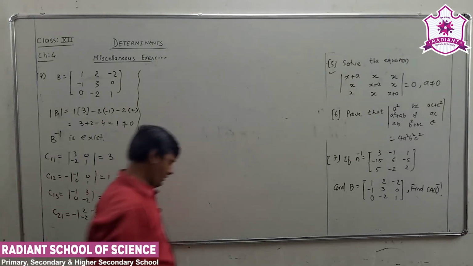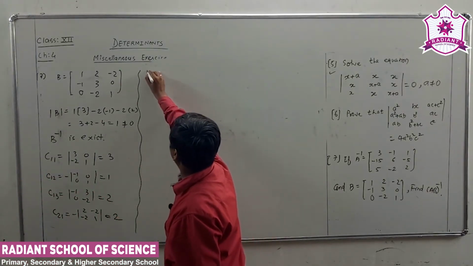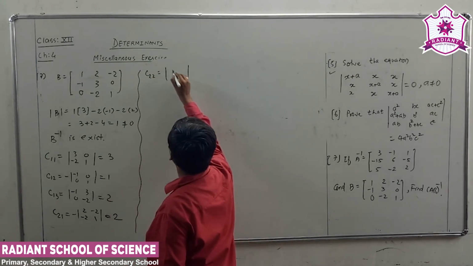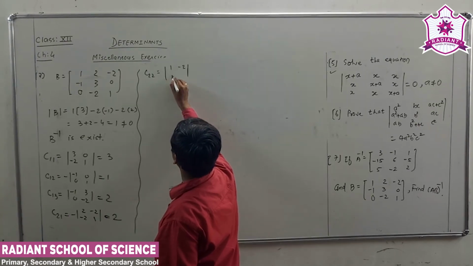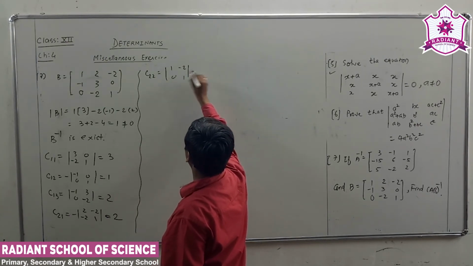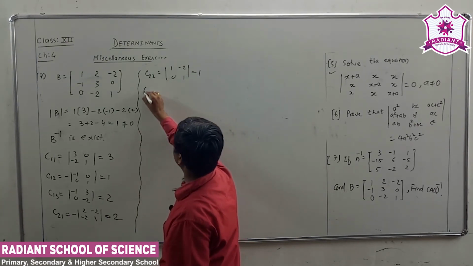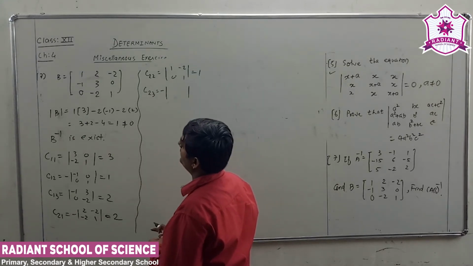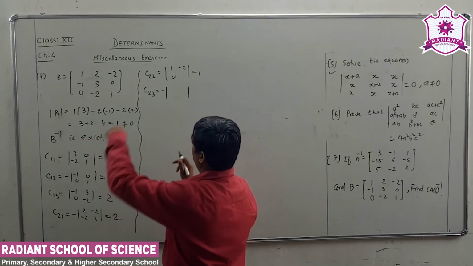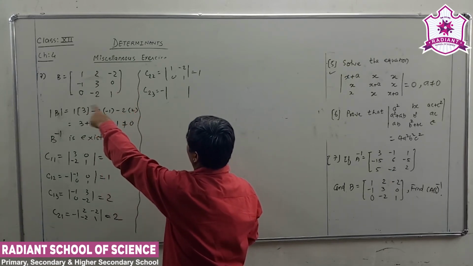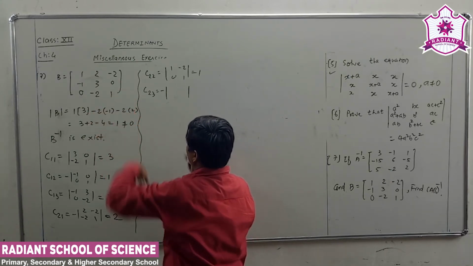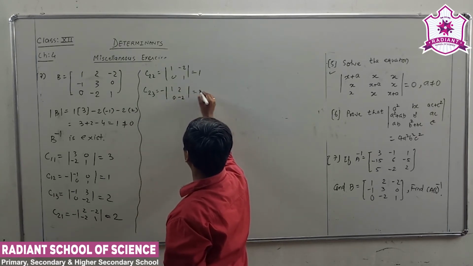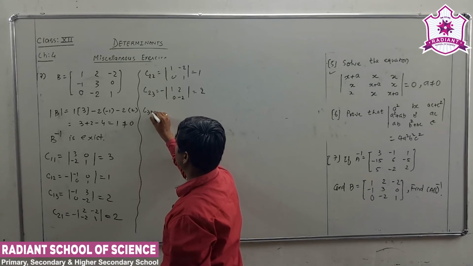Now C23, sorry, C22. So positive, C22, hide this: 1 and minus 2, sorry, 0 and 1. So 1 minus 0, so only 1. Again C23, so negative. That means 2 3, hide this: 2 and 3. So 1 2 and 0 minus 2. So minus 2 and 0, so minus minus plus 2.